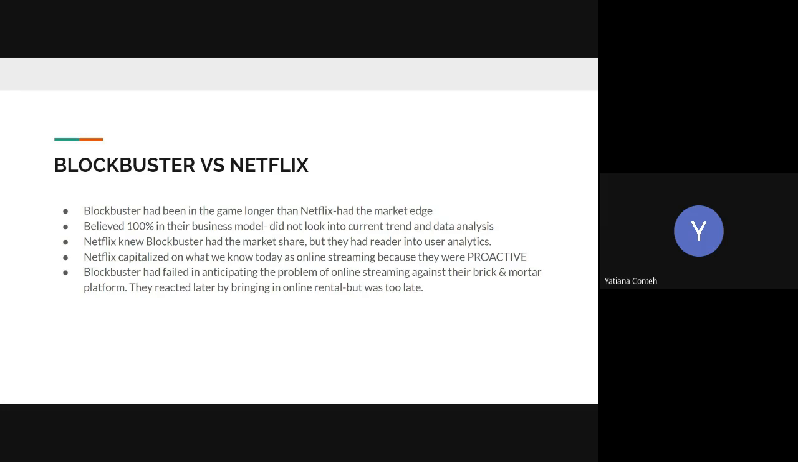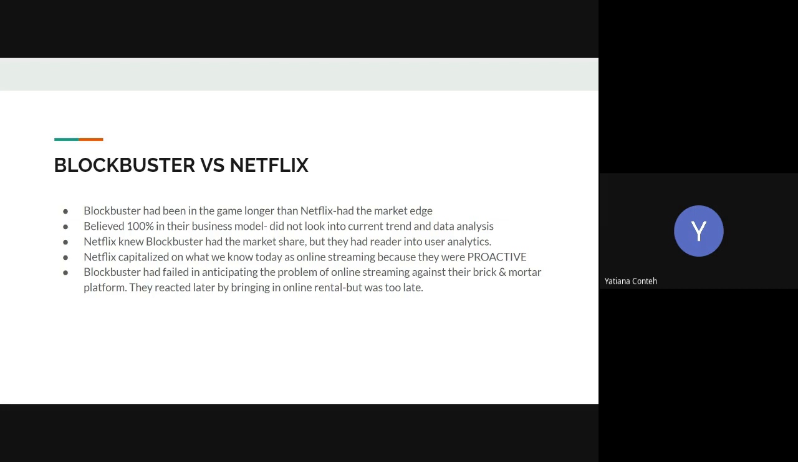That is, you rent the movie, they give it to you, let's say for 2-3 days or 5 days, and then you return the movie. If you're late, you have to pay a late fee. So 100% they were convinced about that business model. What did they not do? As a growing company with a huge consumer base, they did not look into the current trends.